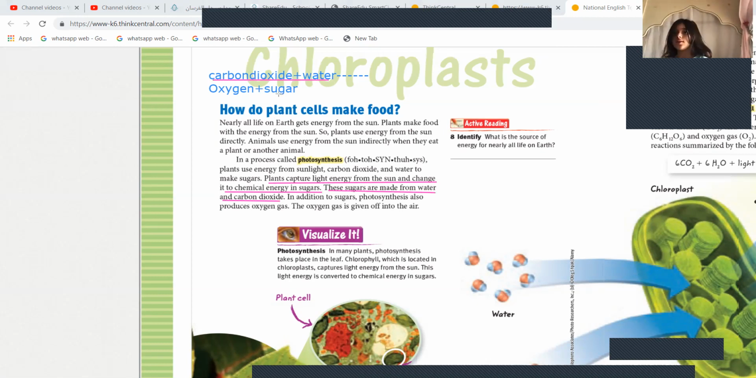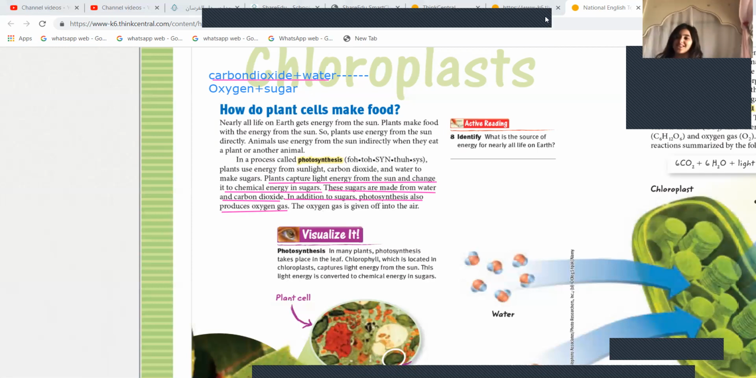What else does it produce, girls, other than sugar? What is also given? Sugar and oxygen. The carbon dioxide and water produce sugar and oxygen. That's what they say. In addition to sugar, photosynthesis also produces oxygen gas. The oxygen gas is given off in the air, and that oxygen we take in.